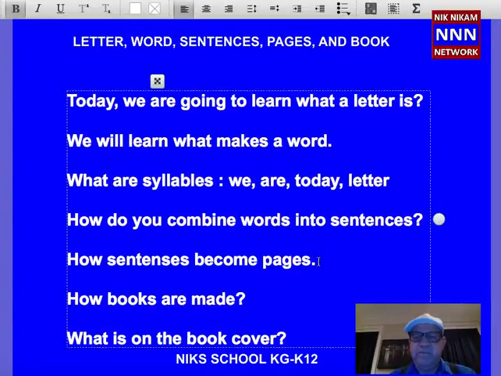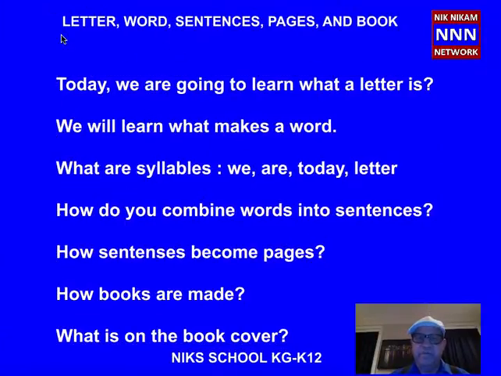I'm not sure. Oh yes, we can change that to a question mark. All right, see, I changed that to a question mark. For example, here, how books are made, that's a question mark. Again, what? The moment you say what, it is a question. So, it ends with a question mark. Similarly, how is a question. How do you combine words into sentences?